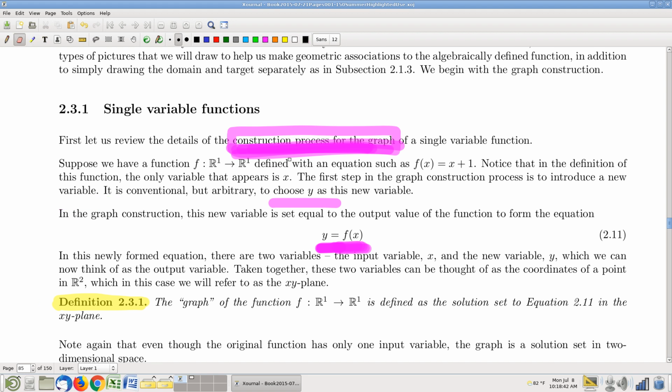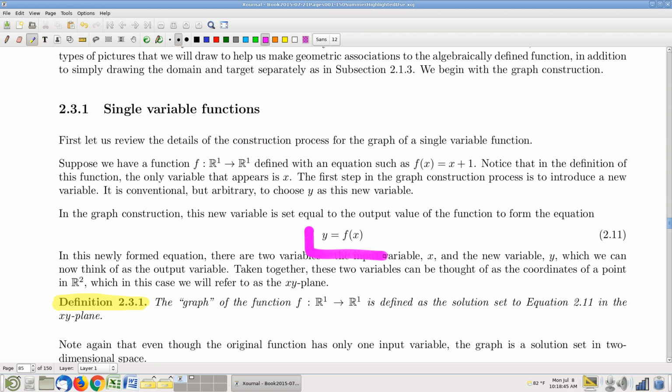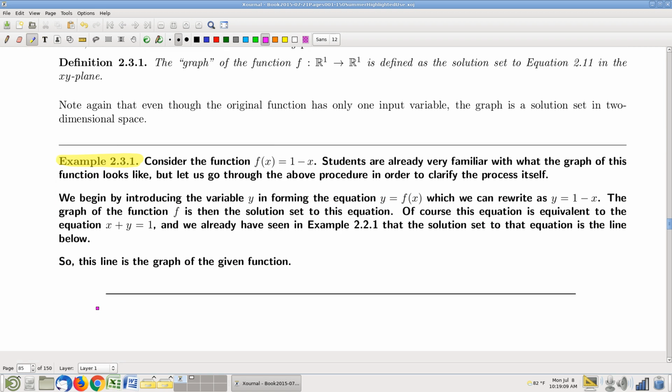Okay. And then lastly, now that you have an equation, we look at the solution set to that equation. All right, so this is a multi-step process of choices that are completely unrequired. This is all part of the graph construction. Okay. All right. Now, I hope that looks familiar. And here's an easy example.